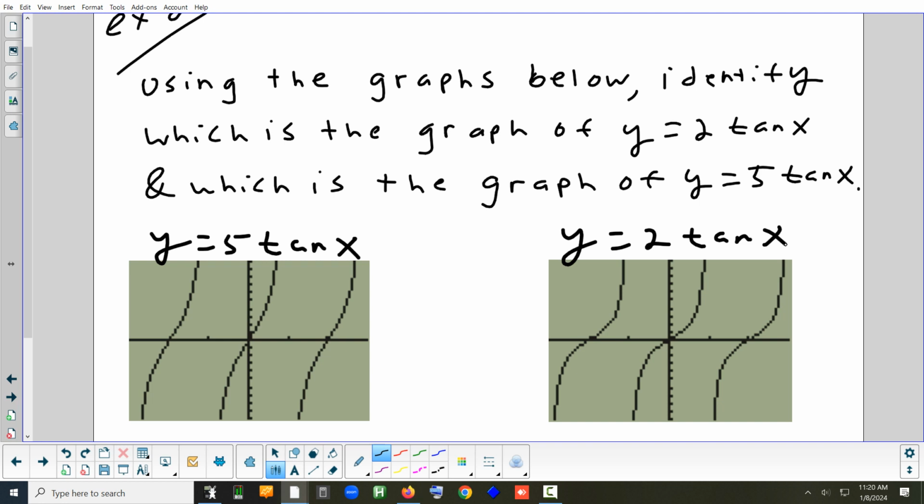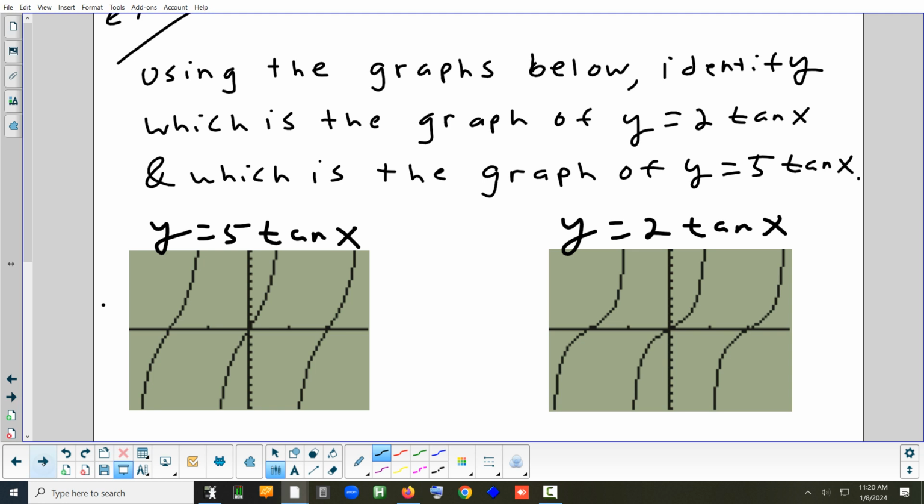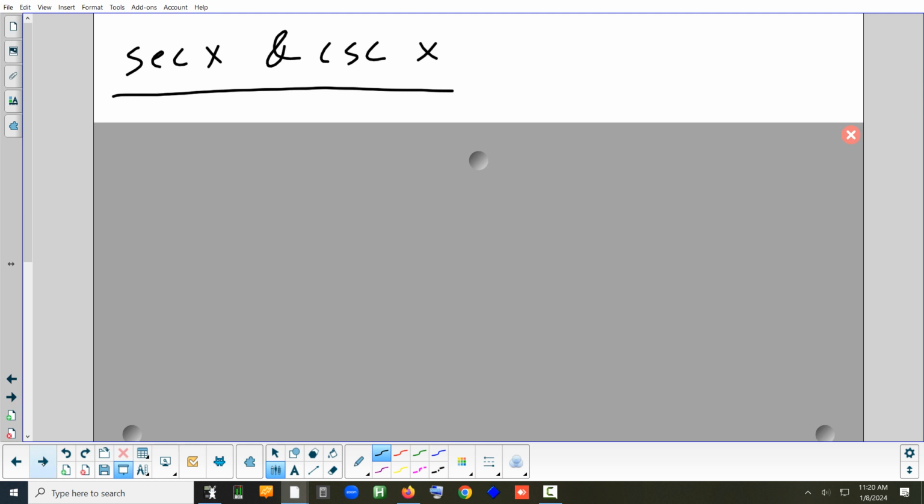So you might have a question like that on the test, where you have to look at a graph and match it up. Any questions on that one? Okay, so now let's think a little about secant and cosecant.